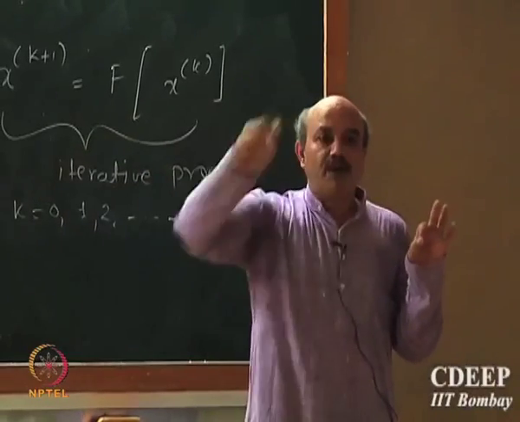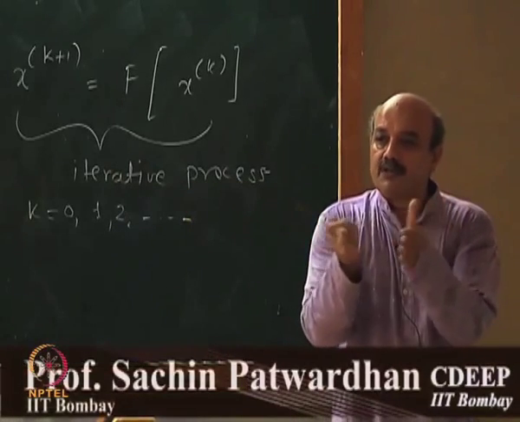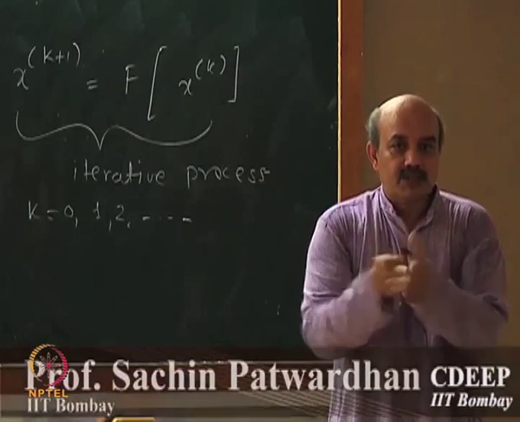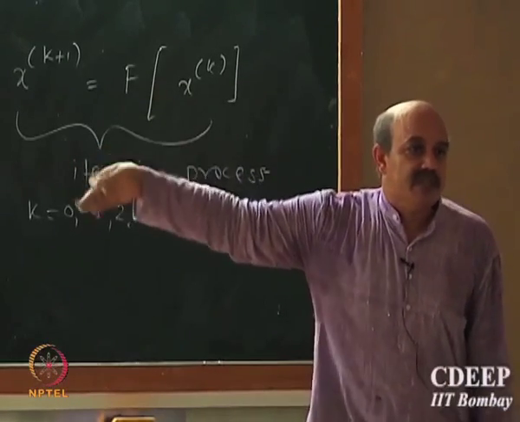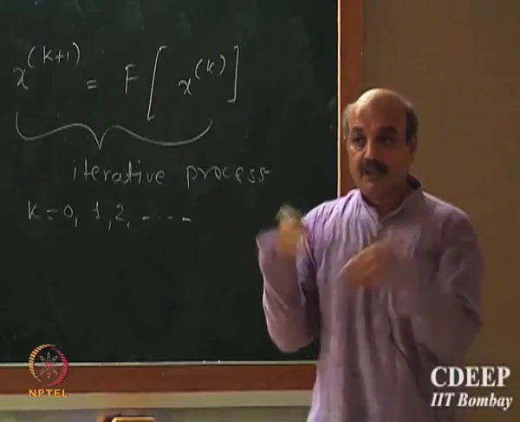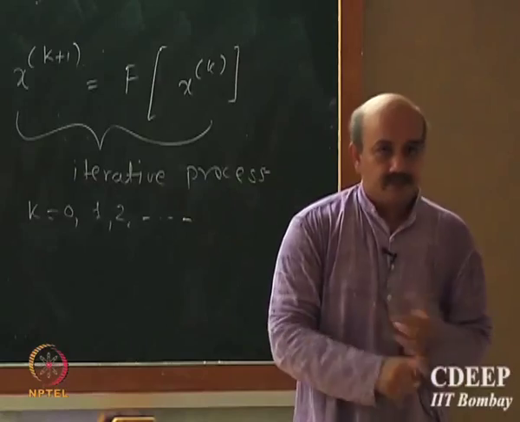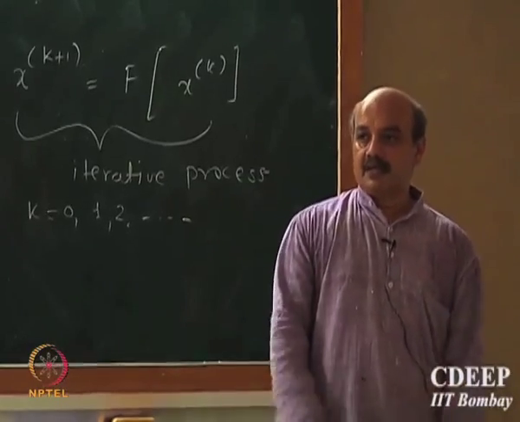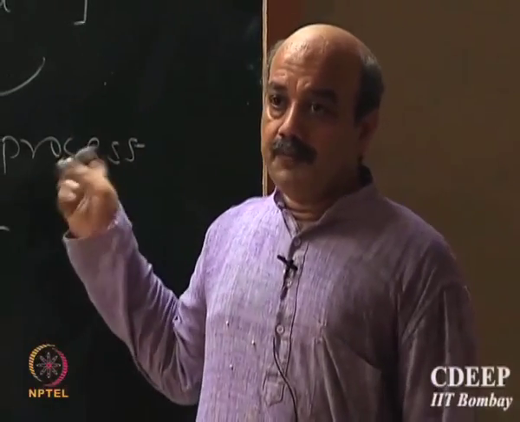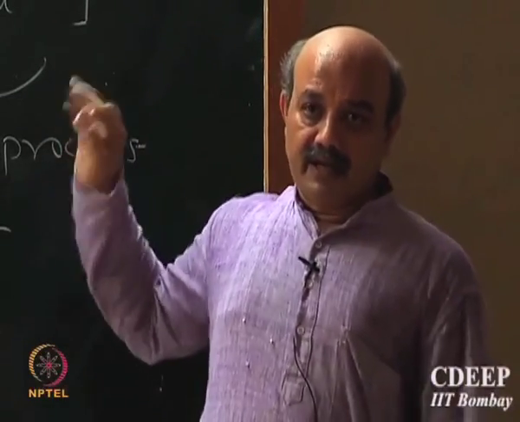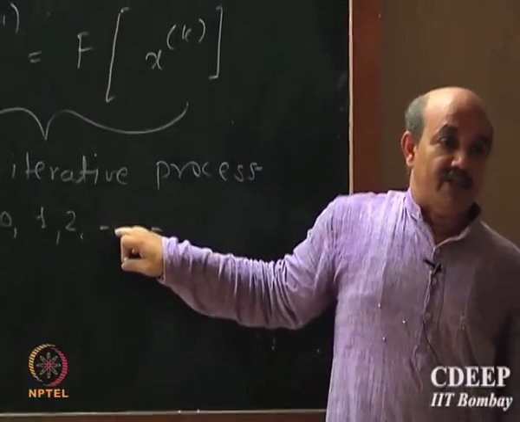I need to use definitions of norm. If I have a sequence of functions generated in the method, how do I know whether this sequence of functions is converging to a solution or not? I need to use the definition of norm. That's where we need this norm definition generalized, because we need to talk about convergence of a sequence and the limit of a sequence. We'll look at this concept in our next lecture. It's important to keep in mind why it is being done: it's being done for dealing with iterative processes.